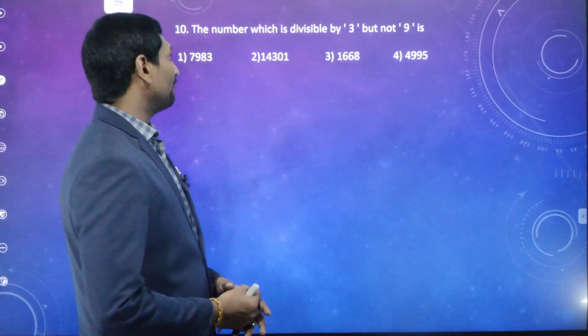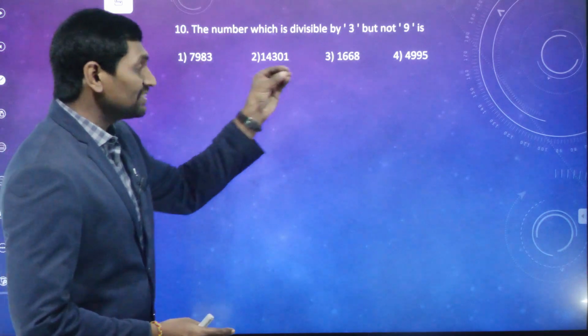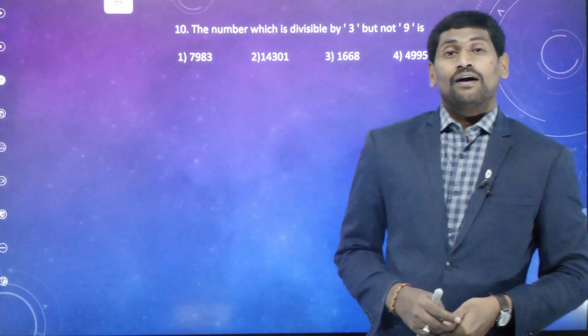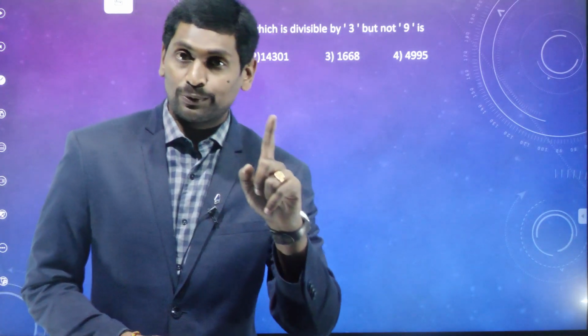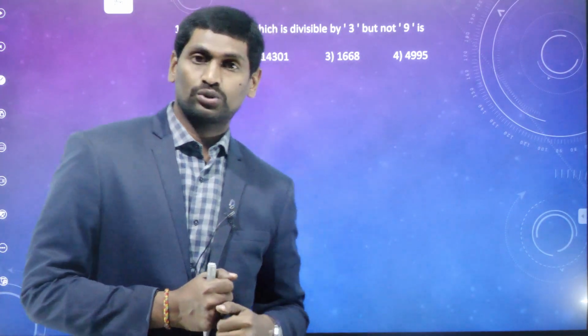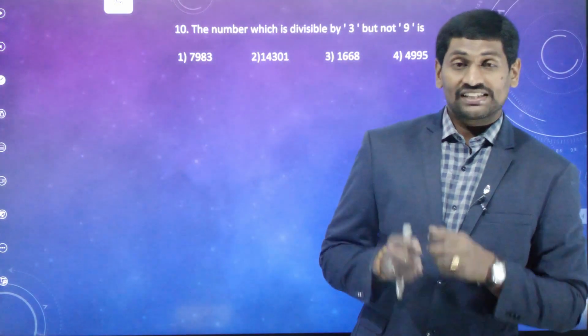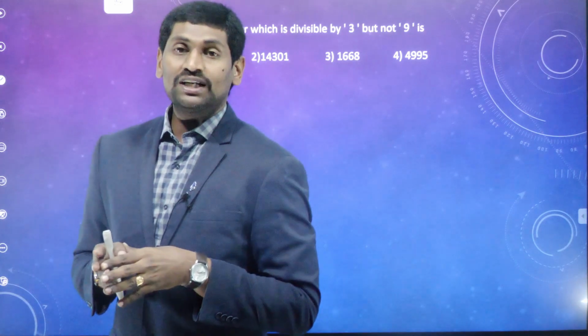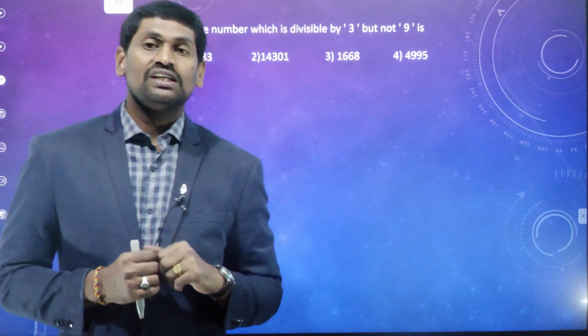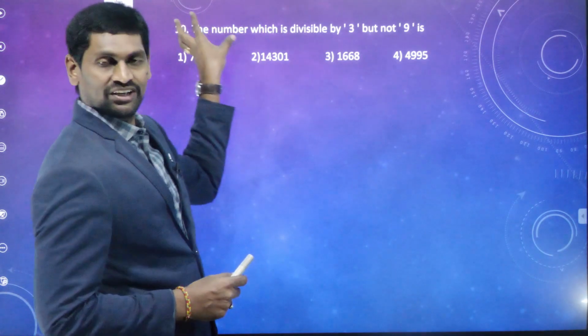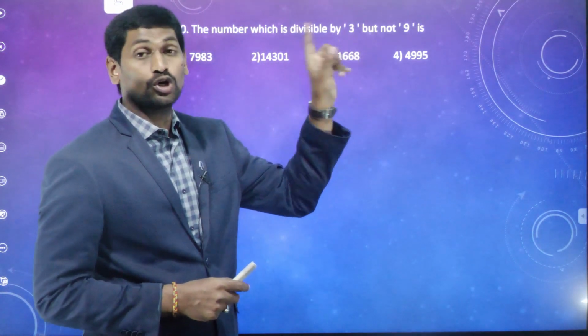Now question number 10, the number which is divisible by 3 but not 9. That means the sum of the digits of the number should be a multiple of 3 but not a multiple of 9. Such numbers we need to identify, because rule number 3 and rule number 4 have similar rules. If the sum of digits is a multiple of 3, the number is divisible by 3. If the sum of digits is a multiple of 9, then the entire number is divisible by 9. So we need the answer to be a multiple of 3 but not of 9.